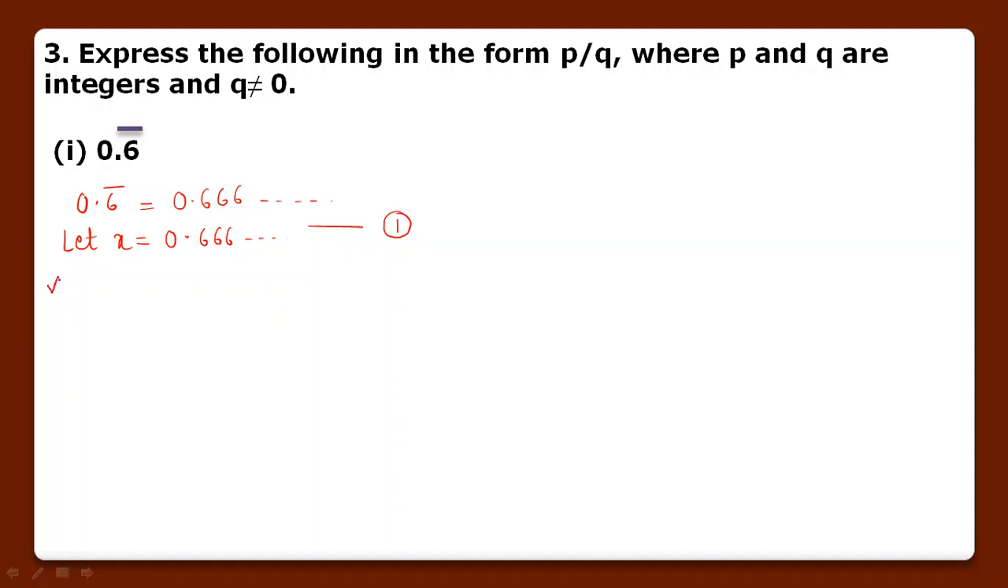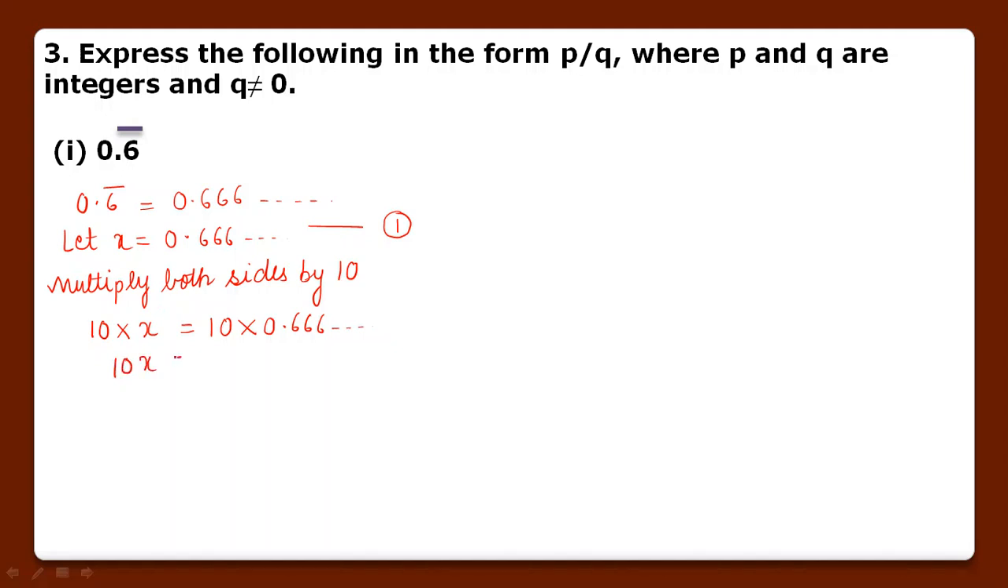It is a small trick of this question that जितने नंबर पे बार होता है, यहाँ पे एक नंबर पे बार है, so we'll multiply both side means LHS and RHS by 10. अगर यहाँ 2 नंबर पे बार होता तो हम 100 से करते, 3 नंबर पे बार होता तो हम 1000 से करते. So what we'll write here, 10 multiplied by x is equals to 10 multiplied by 0.666 and so on.